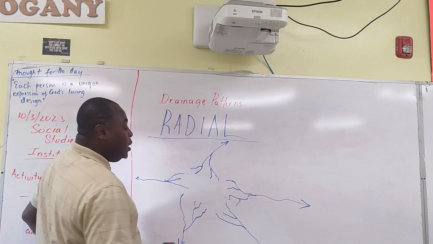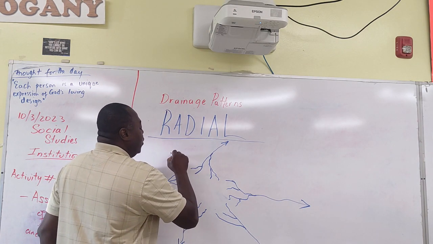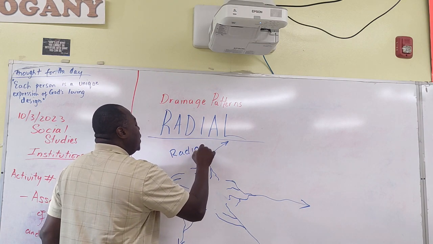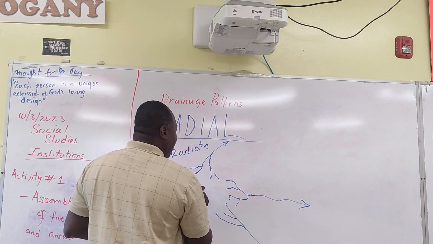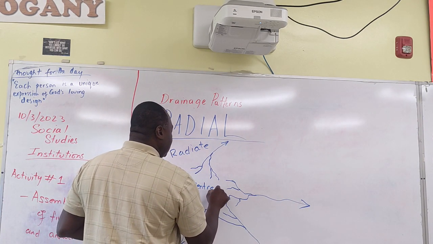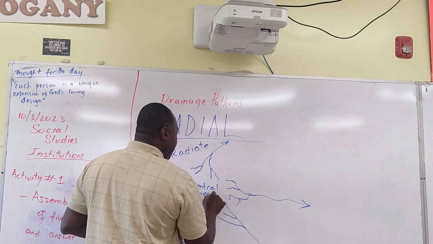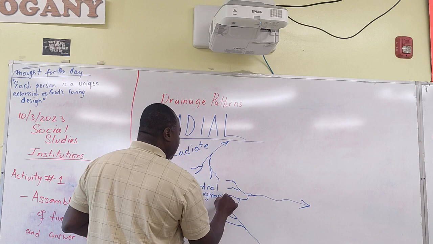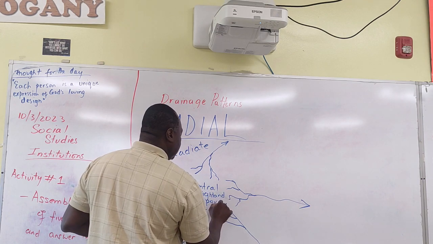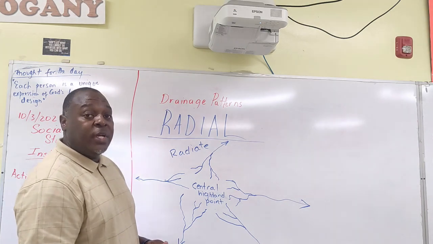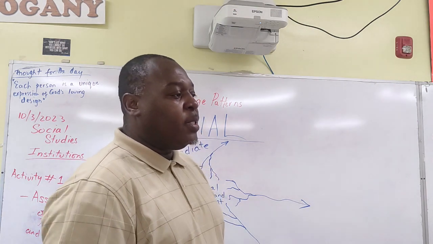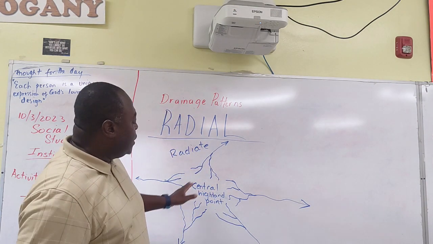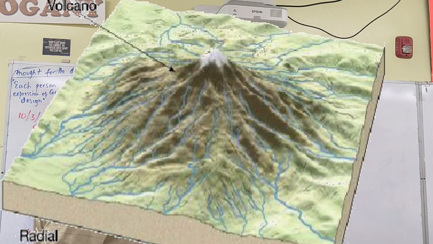Or in other words, the water seems to radiate from a central high point. So the water seems to radiate from a central highland point, whether it's a volcano, a hill, a mountain, whatever it is, and the water runs from that, and it creates what is called a radial drainage pattern.